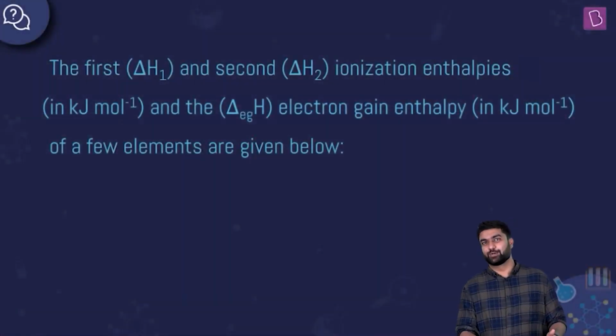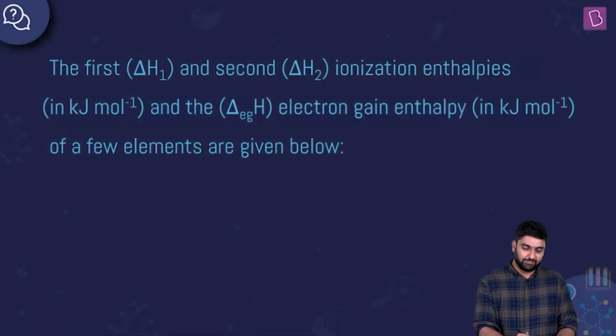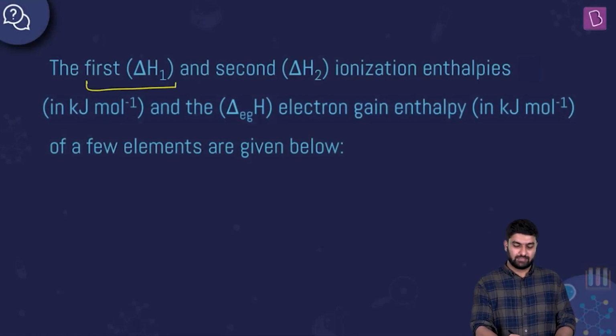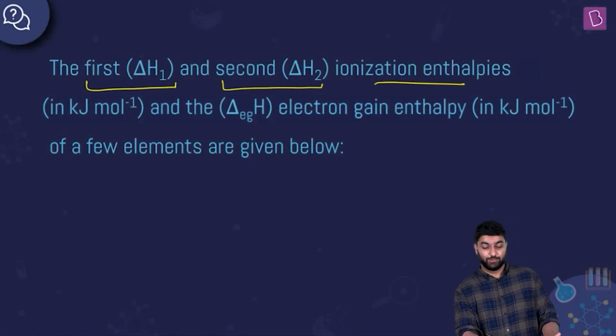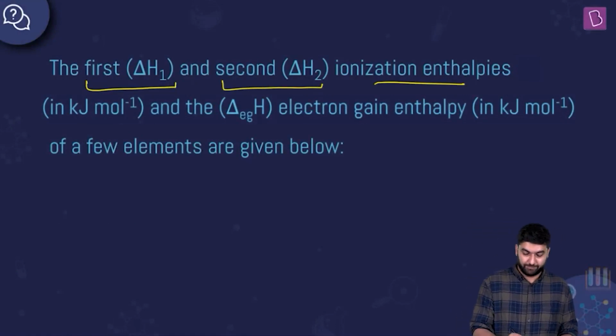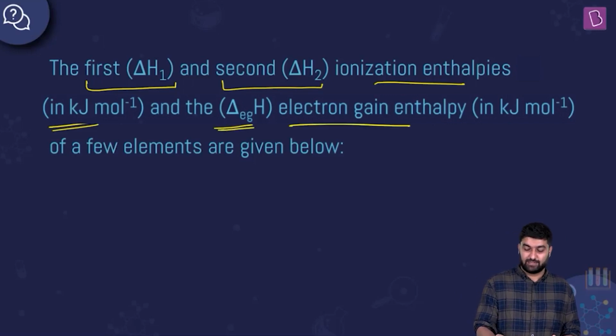All right, let's take a look at this question. It's saying the first and the second ionization enthalpy, so the delta H1 and delta H2, first and second ionization enthalpy in kilojoule per mole, and the delta Eg, electron gain enthalpy in kilojoule per mole, of a few elements are given below.